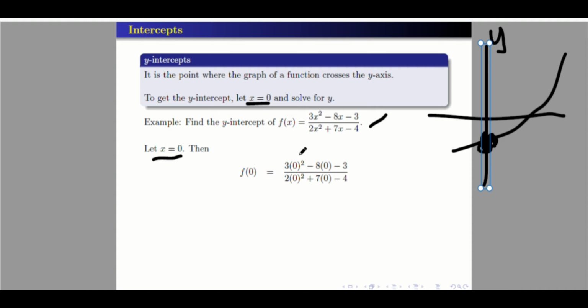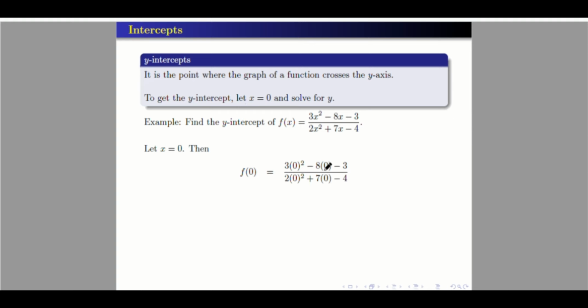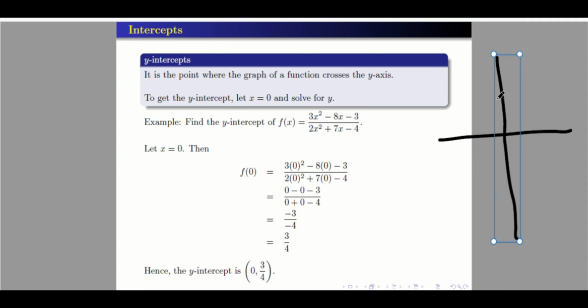So f of 0 is 3 times 0 squared minus 8 times 0 minus 3, over 2 times 0 squared plus 7 times 0 minus 4. So we're left with negative 3 over negative 4. Negative divided by negative is positive. Therefore, the y-intercept is (0, 3/4). If this is 1, the graph crosses somewhere here, at (0, 3/4).